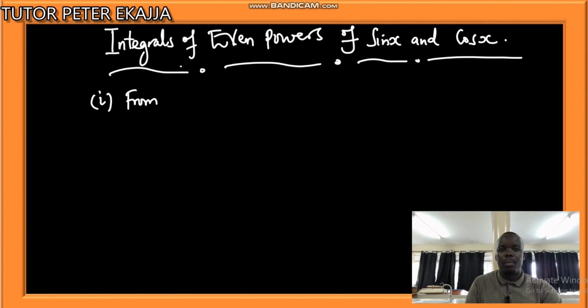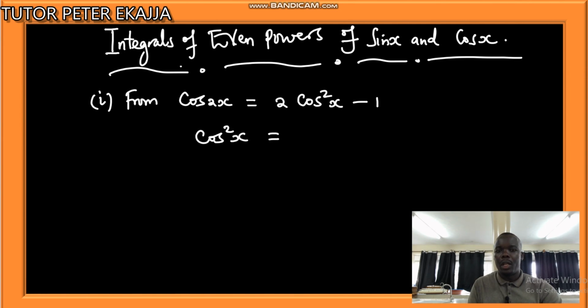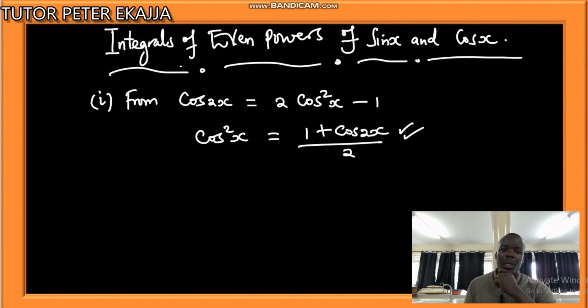remembering that cos of 2x from our trigonometry is equal to 2 cos squared of x minus 1. Cos squared of x is actually supposed to be 1 plus cos of 2x divided by 2. Very important in the application of the integration of even powers.